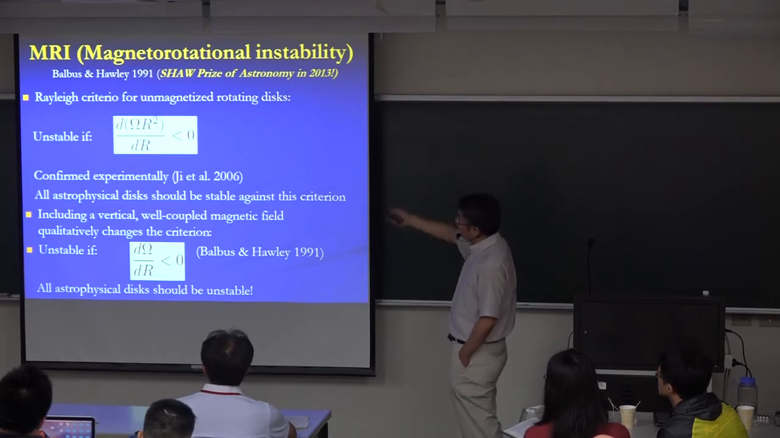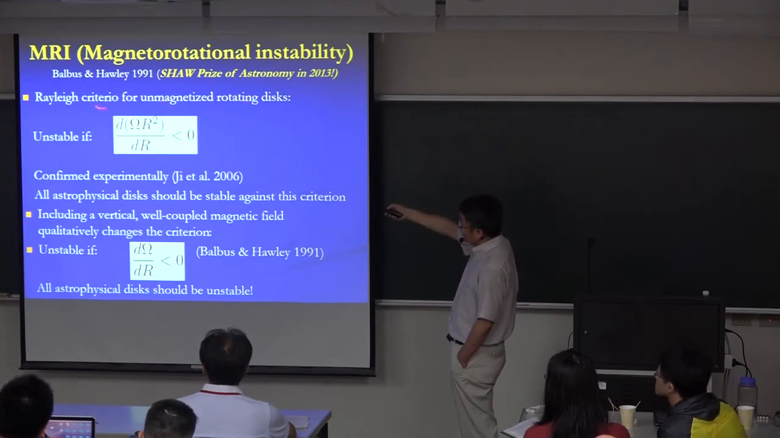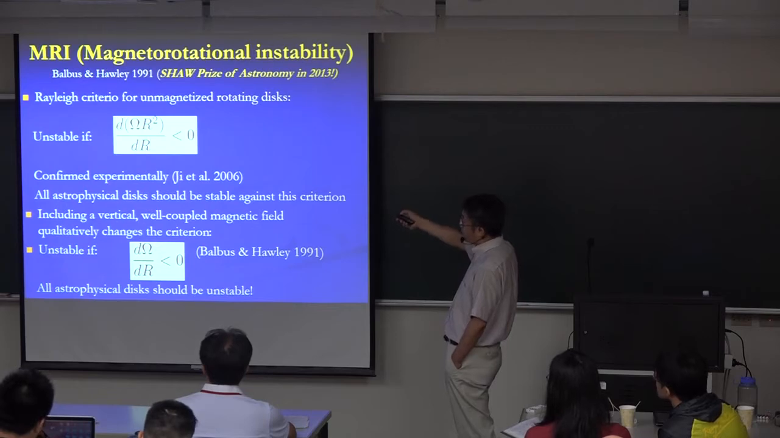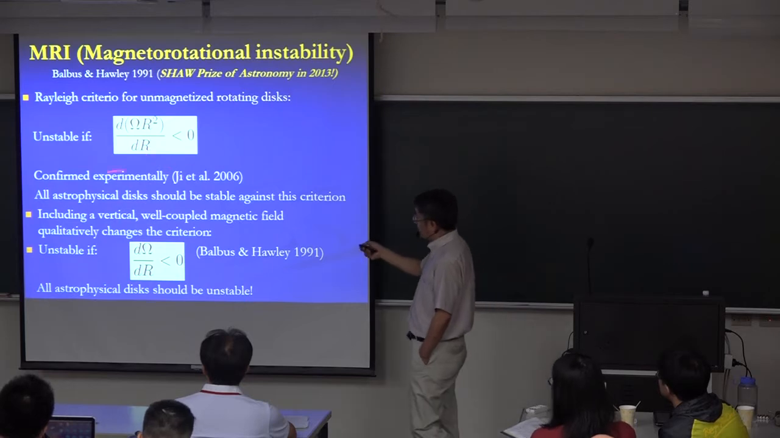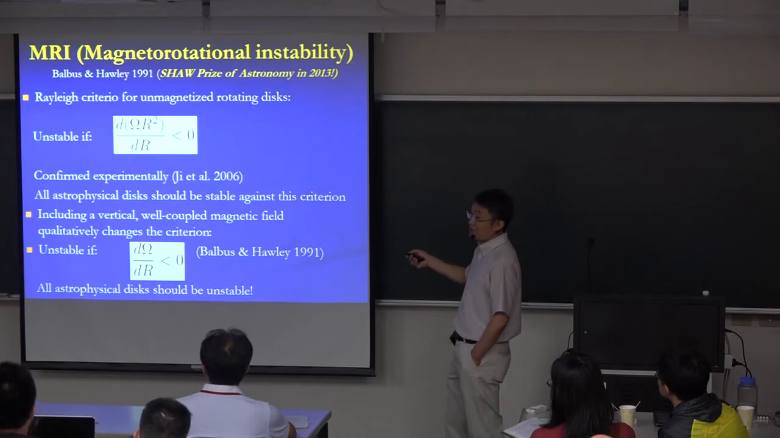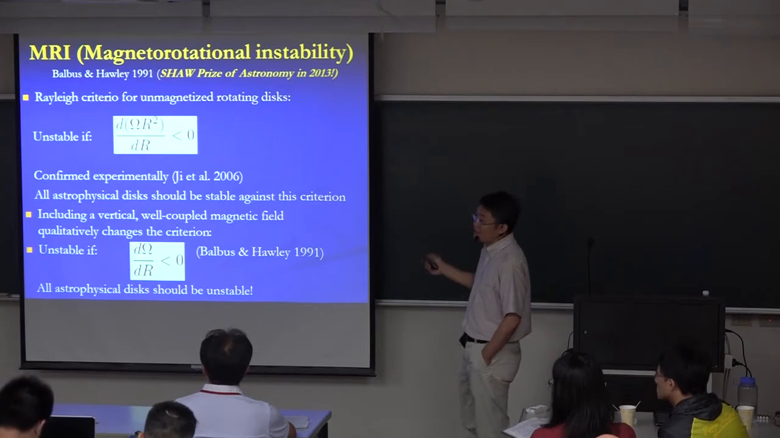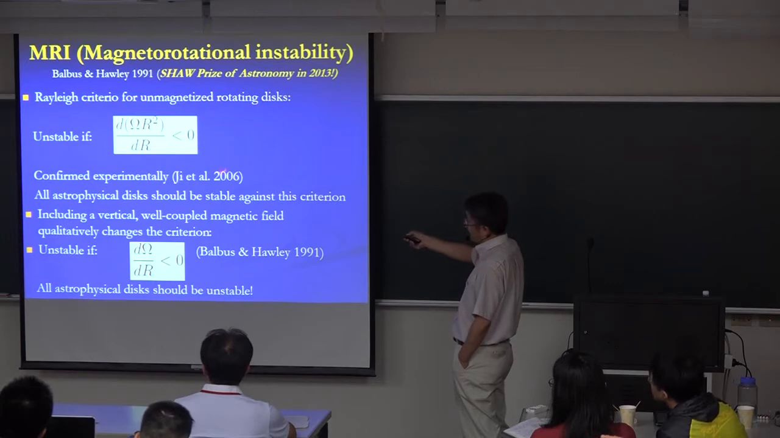So what is MRI? Consider a rotating accretion disk. If there is no magnetic field, we have a so-called Rayleigh criterion. Whenever this rotating disk satisfies this equation, we can show the disk is unstable. This was already confirmed by a real experiment, done in Princeton by Hantao Ji. Some of you know. So all astrophysical disks should be stable against this criterion.